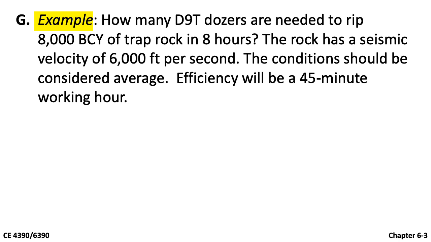Now, let's do a quick example. How many D90 dozers are needed to rip 8,000 BCY of trap rock in 8 hours? The rock has a seismic velocity of 6,000 feet per second. The conditions should be considered average. Efficiency will be a 45-minute working hour.